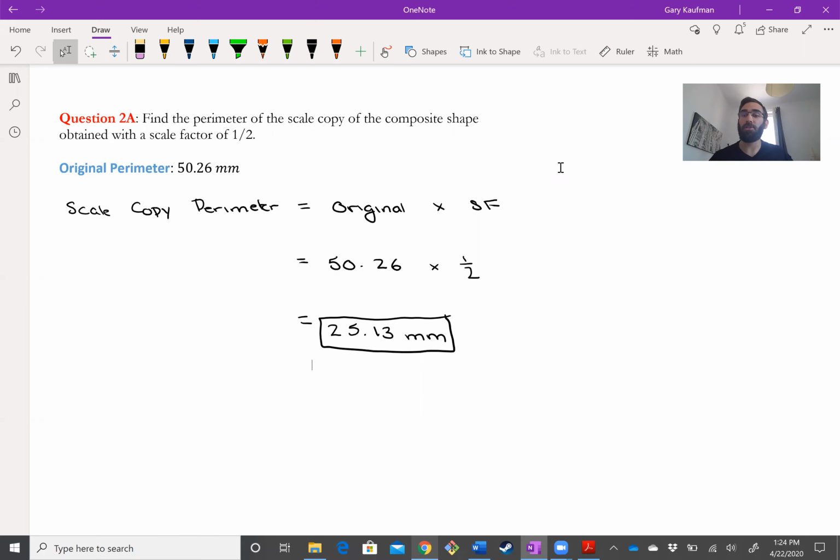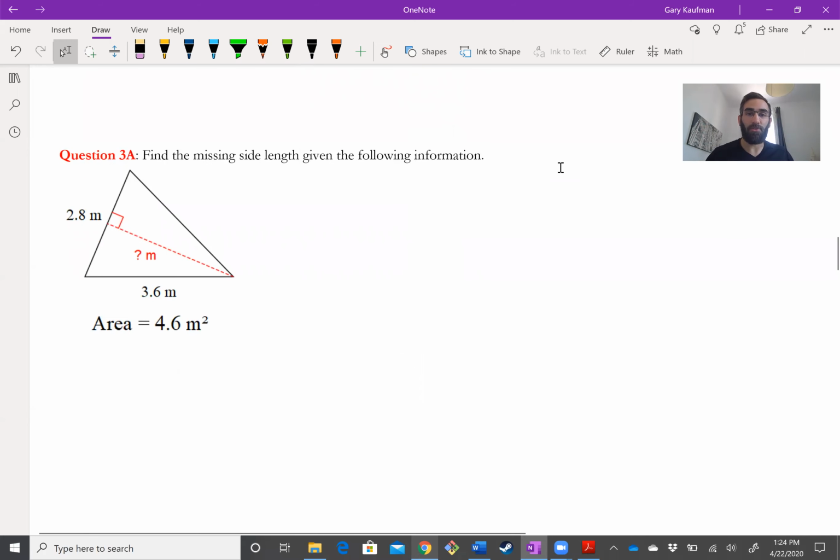Remember, if you have any questions, make sure you're popping in at any point to ask for assistance. Here is question 3A. Find the missing side length given the information.